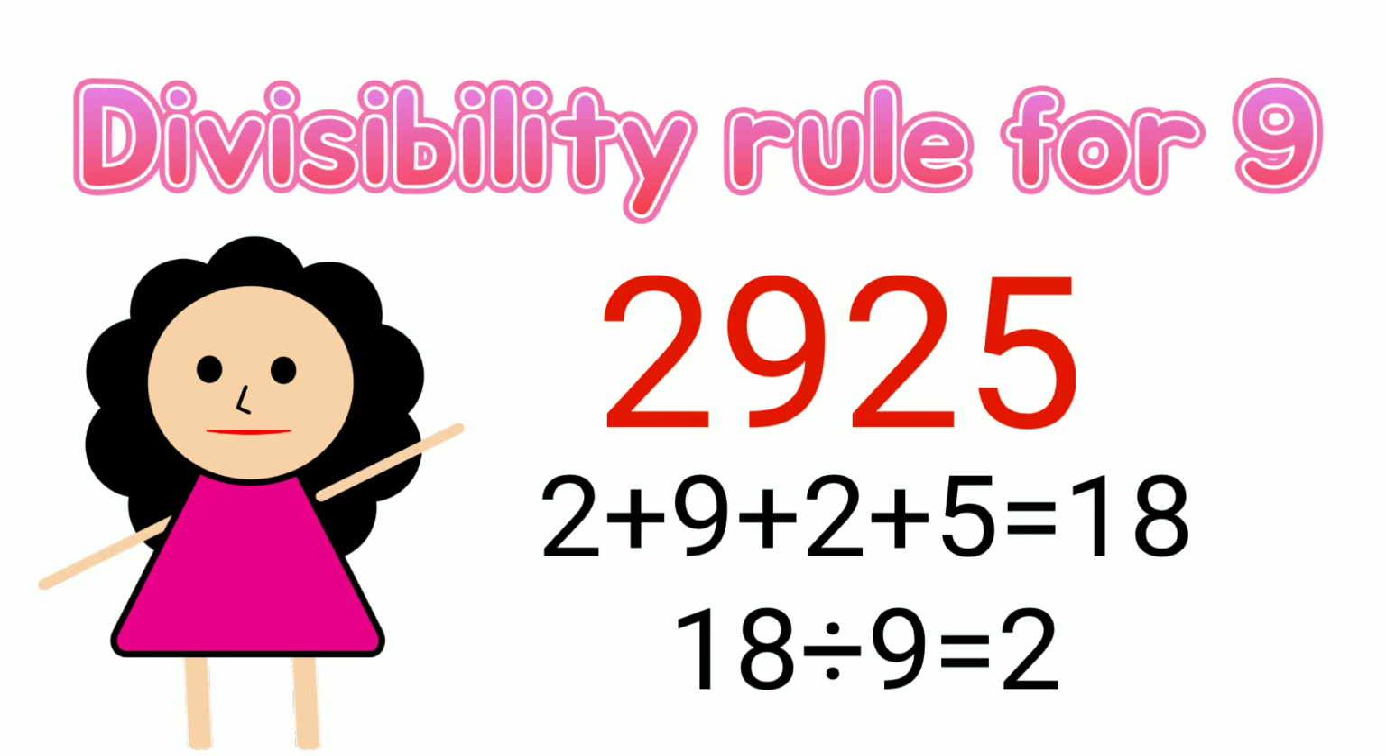2,925. Add all the digits, then divide the sum by 9. Therefore, 2,925 is divisible by 9. To check, 2,925 divided by 9 equals 325.